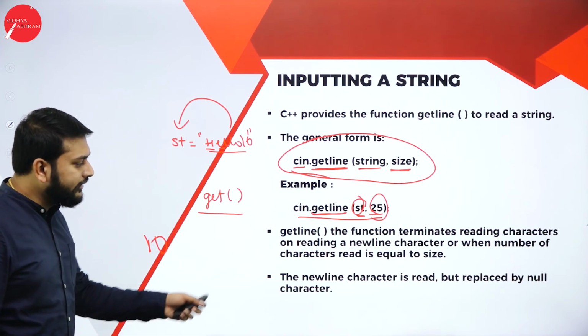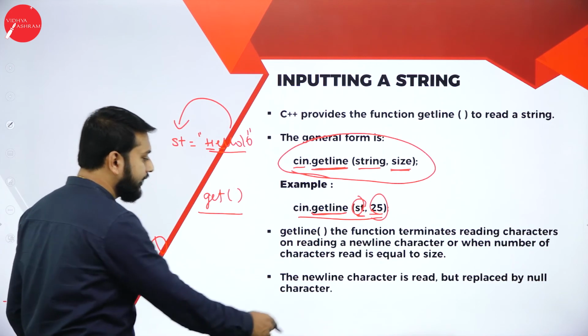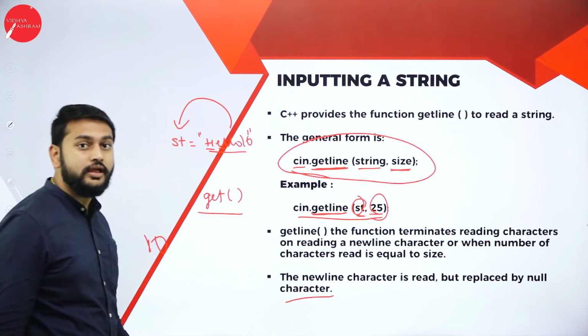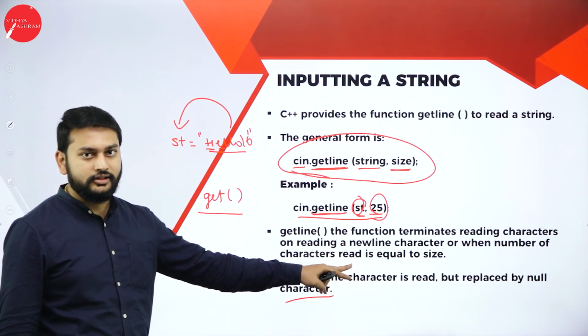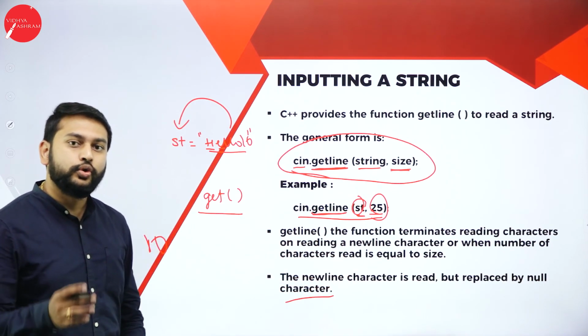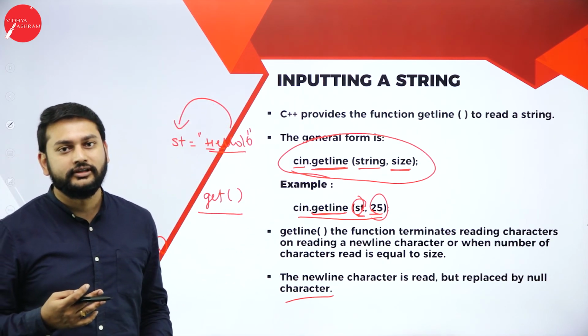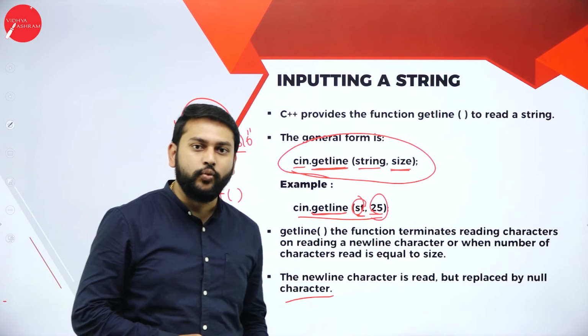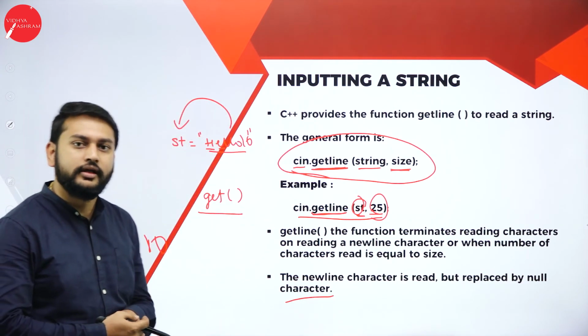The next one: the newline character is read but replaced by a null character. What is that? The newline character is read. So our read character was being replaced with a null character. That's what you need to understand. What is the newline character? \n. So that is replaced by a null character.